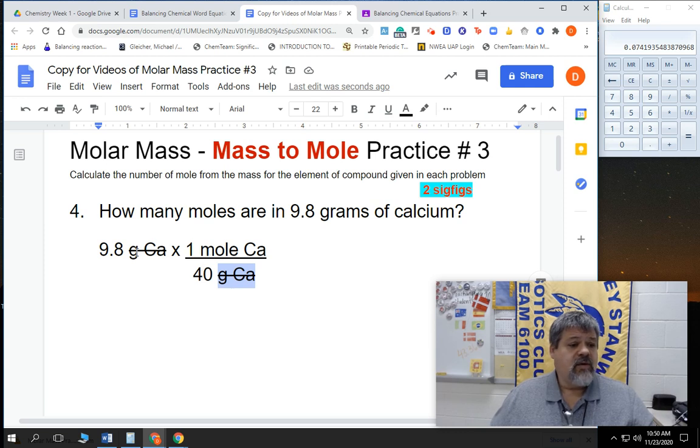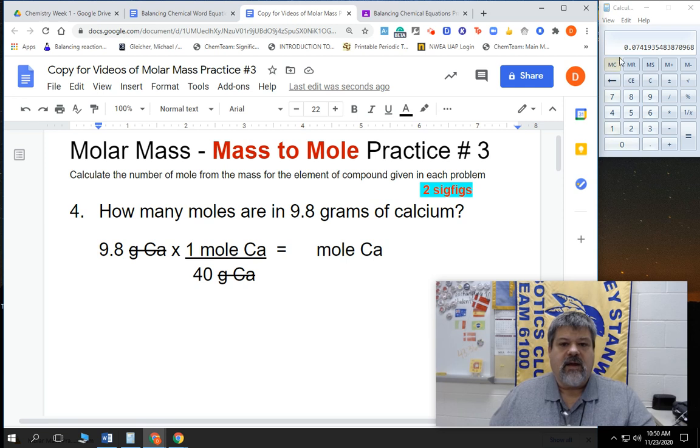So now the only unit that I have left is moles of calcium. So I'm going to go ahead and put my equal sign in there, and then I'm just going to put moles of calcium. So now all I have to do is the math, and then I can put my answer in right there, as long as I change it to two significant figures.